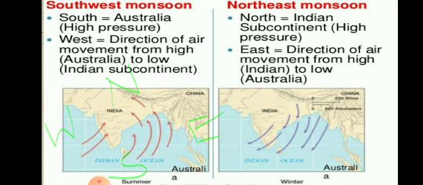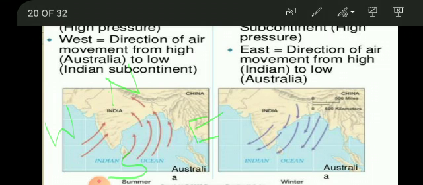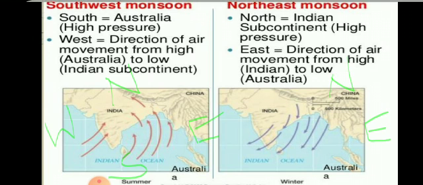In the second picture, that is in winter season, north is the North Indian subcontinent. Here the temperature is low, so pressure is high. Similarly, the east side in this picture is here. This is north. So in this picture, east is shown. The direction of the air movement is from high to low, that is from the Indian subcontinent in the north towards the low, here Australia. So these are called the northeast monsoon, that is retreating monsoon.